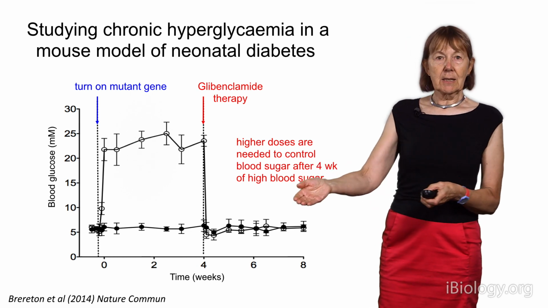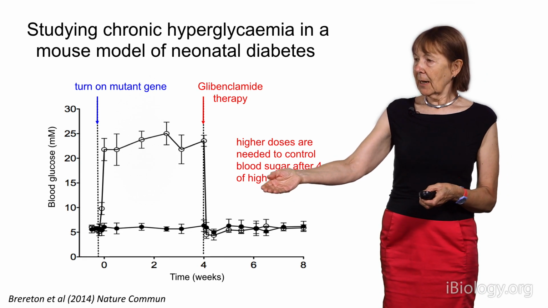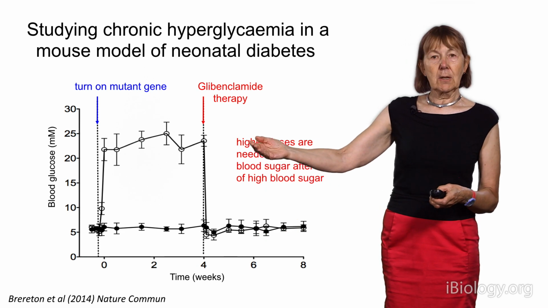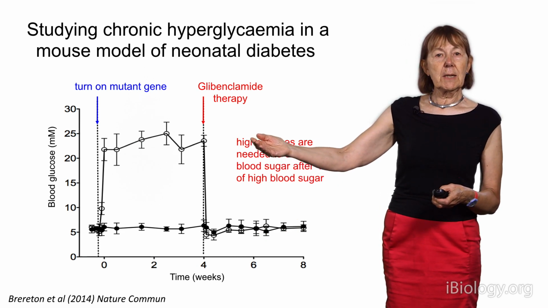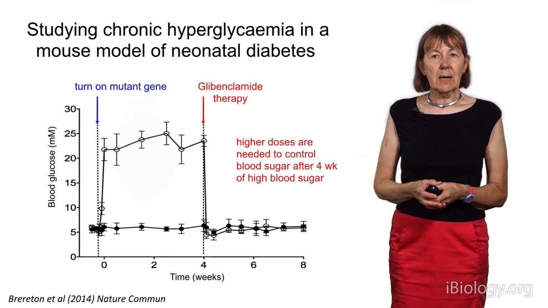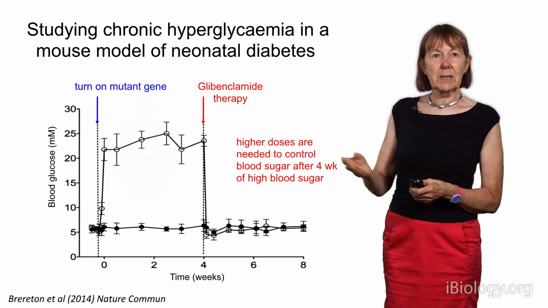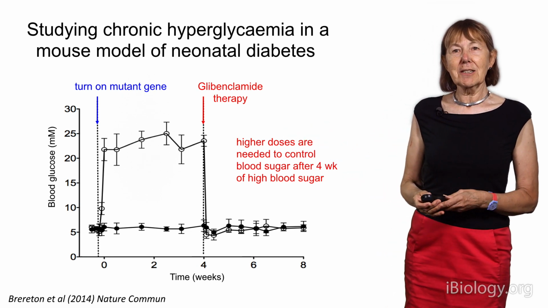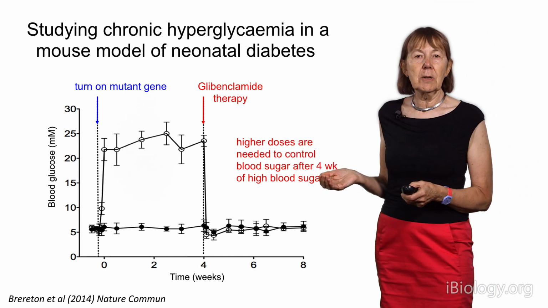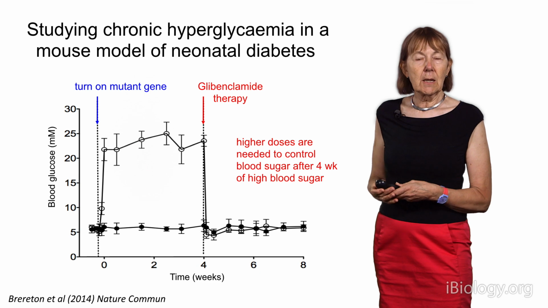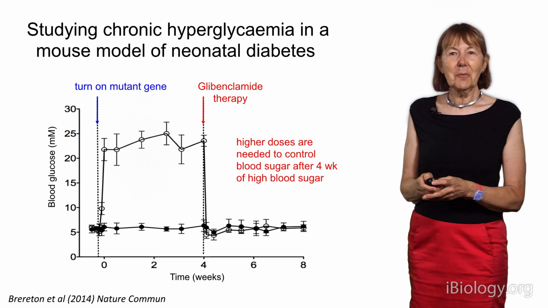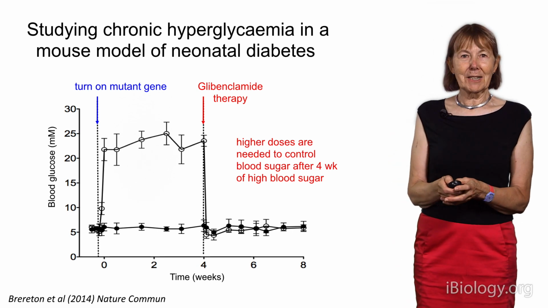And what you'll see here is that when we turn on the mutant gene, the blood sugar level goes from this resting level down here of around 5 millimolar up to around 20 to 25 millimolar, really within a day or so. And then the animal has diabetes, but we can reverse the diabetes by treating them with the sulfonylurea glibenclamide, just as in the patients. And just as in the patients, higher doses are needed to control the blood sugar after 4 weeks of diabetes than if we try to control it after 2 days of diabetes. So what's going on with the beta cells during this period of diabetes?